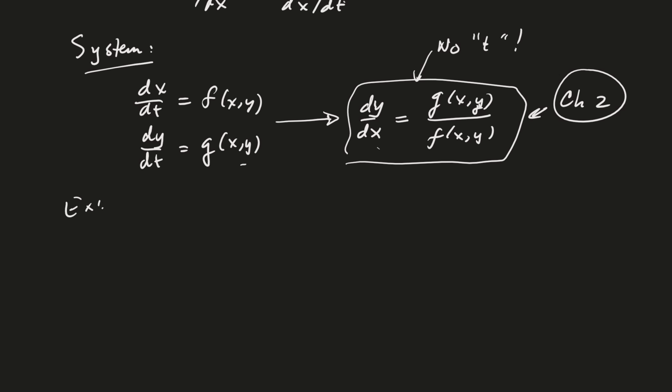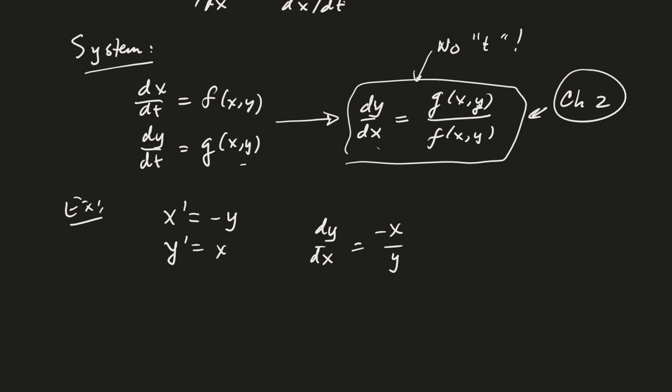So we'll just use our initial example. That was x prime equals minus y, and y prime is equal to x. Right, so therefore dy over dx is equal to minus x over y. What kind of a differential equation is that? Let's see. It's a homogeneous differential.